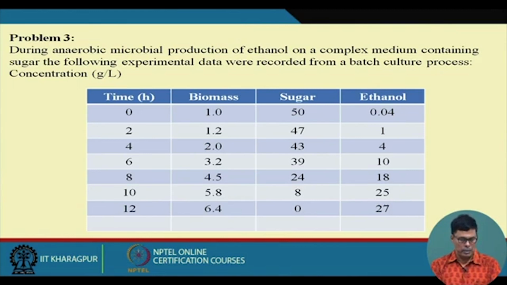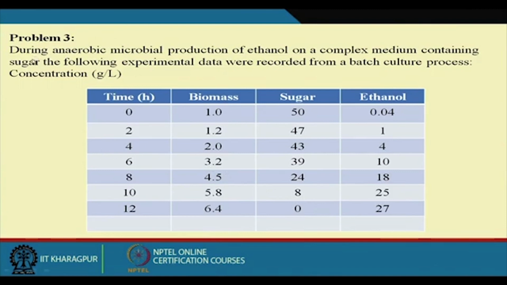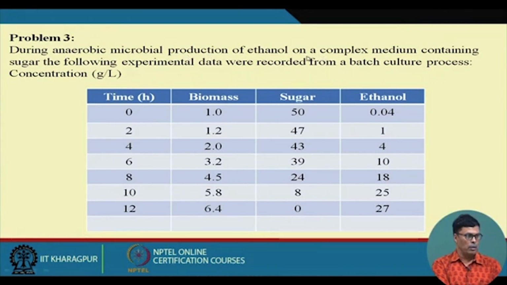Now let us see how we can find that out. There is a problem. During the anaerobic microbial production of ethanol on complex media containing sugar, the following experimental data were recorded from the batch culture process. The concentration is in gram per liter, and this is the time of fermentation.